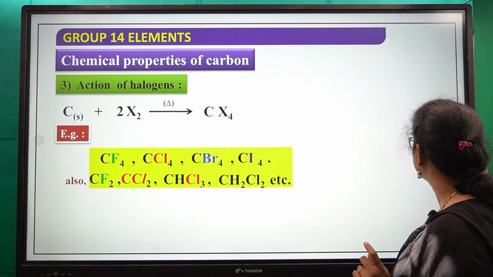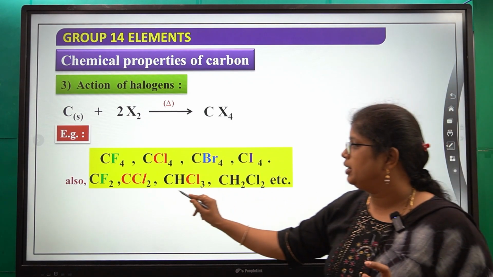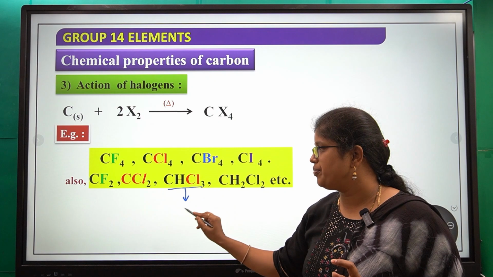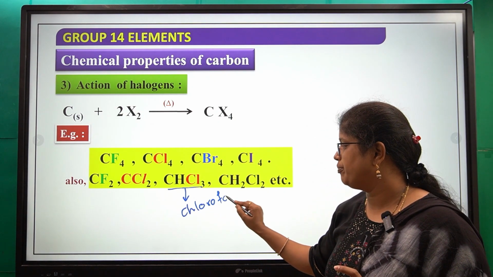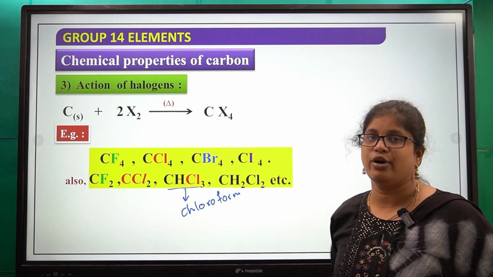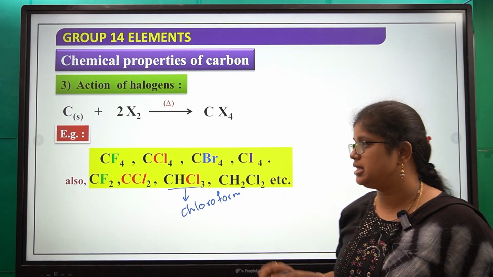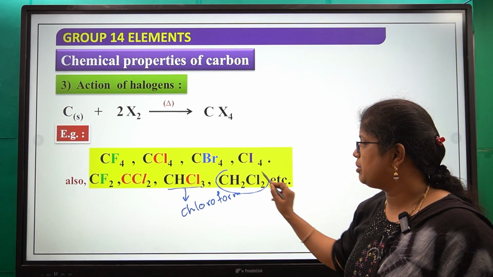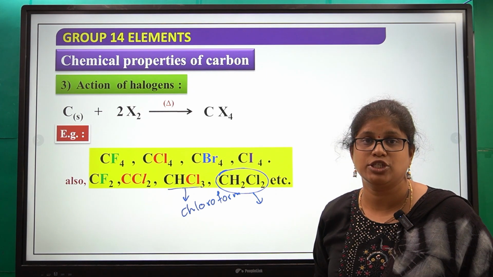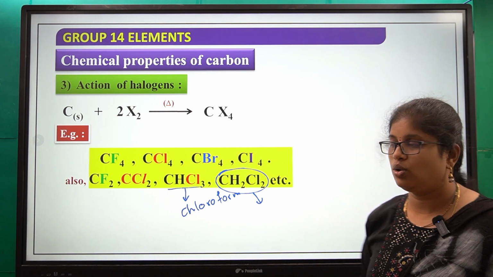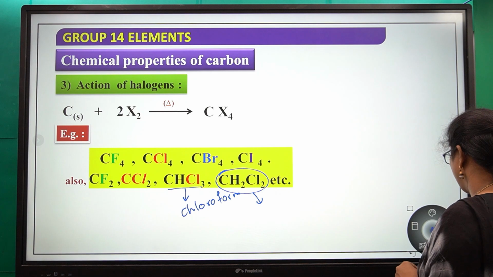What is CHCl3? This is chloroform. The chloroform formula is CHCl3. And what is the name of this compound? CH2Cl2, dichloromethane.